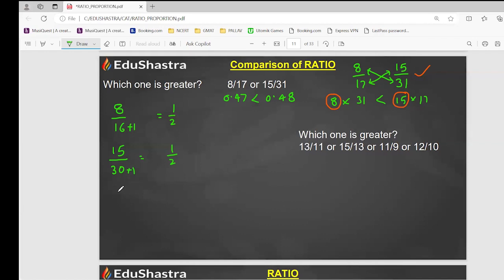Where is the bigger change? In 8 upon 16, right? क्यों? क्योंकि हम क्या कर रहे हैं, दोनों फ्रैक्शन 1 by 2, 1 by 2 है ना? हमने क्या किया कि जो डिनोमिनेटर है उसमें हमने 1 ऐड किया. अब अगर मैं 1 16 में ऐड करता हूँ या 1 30 में ऐड करता हूँ, तो बिगर चेंज कहाँ पे आएगा?